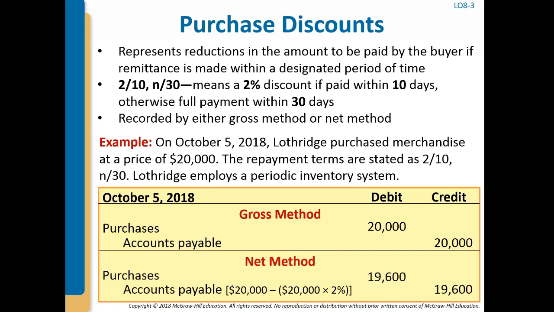The net method considers the cost of inventory to include the net after discount amount. So we record purchases at $19,600, which is $20,000 minus the discount amount of 2% on $20,000. Note that the inventory account, not the purchases account, would be used in a perpetual system.